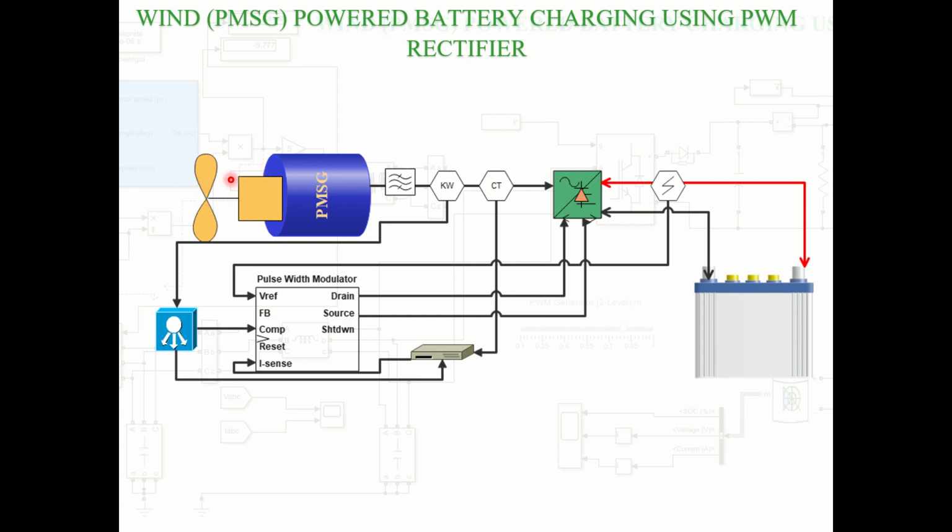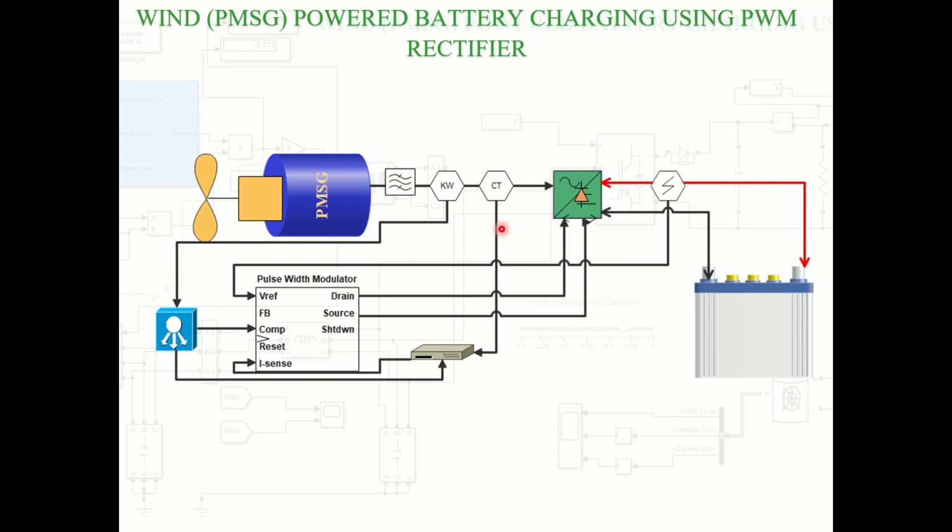Again, the wind drives the wind turbine, that is the wind blade, and the wind turbine gives the suitable torque to the PMSG, permanent magnet synchronous generator. After the filtering, we have the different cases. This is the measurement system. This measurement system gives information to the control block. Again, we are going to put the CT, current transformer.